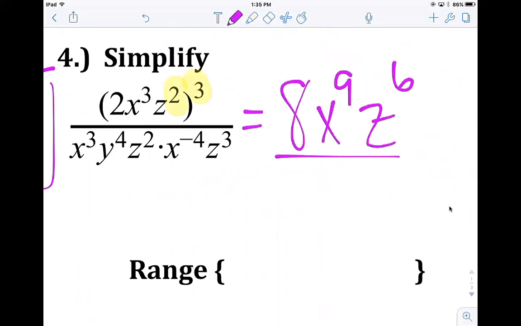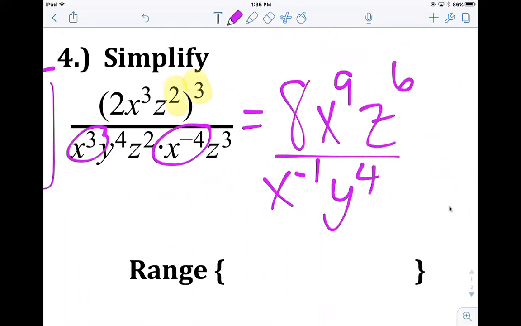On the bottom, I'm going to condense my like terms. So I have x to the 3rd and x to the negative 4th. Because they're being multiplied in the denominator, I'm going to add their exponents, which is x to the negative 1. My y to the 4th is the only y, so that's going to stay put. And then my z's, I have z squared and z cubed, which makes z to the 5th power.